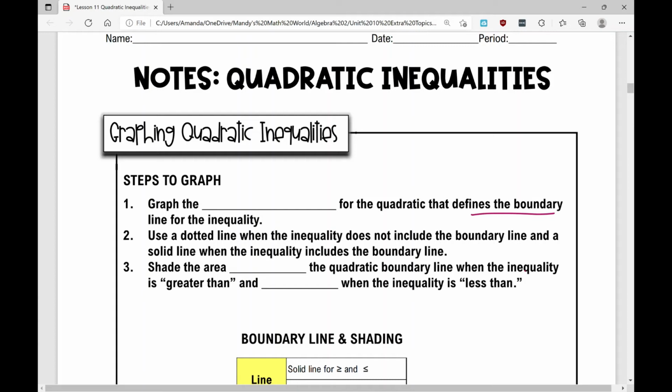Let's get started on today's notes over quadratic inequalities. The first thing we're going to do is graph some quadratic inequalities on the coordinate plane. Here are the steps that you're going to follow in order to graph those inequalities.